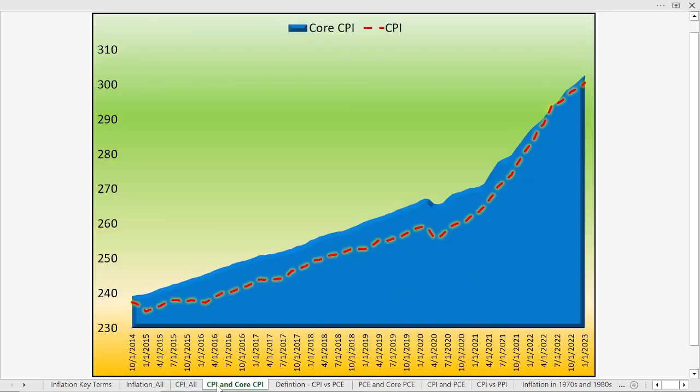Take a look at CPI versus core CPI. Now, core CPI is a blue area chart. The red line is CPI. And again, the blue area chart does not include food and energy.